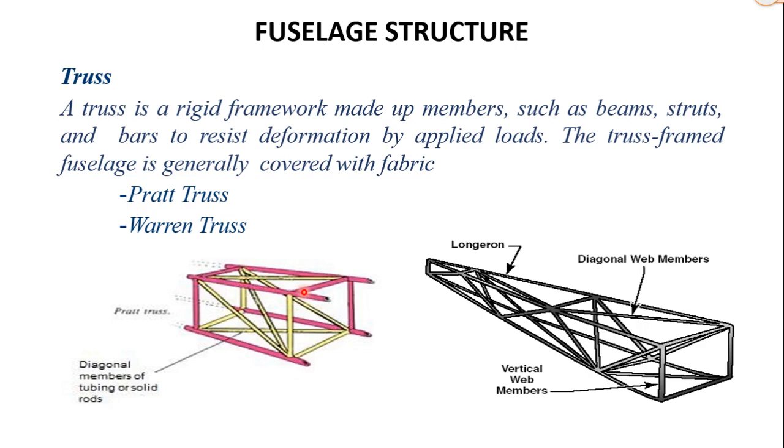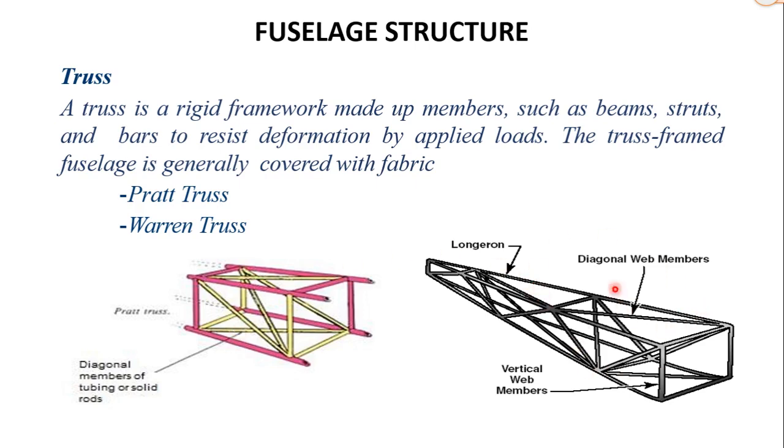There are two types of truss structure. One is Pratt truss, the other one is Warren truss. In Pratt truss, the primary strength members are these four longerons. Longerons are connected with rigid vertical and lateral members called struts. The diagonal members are designed to carry only tension. In this type it is difficult to streamline.